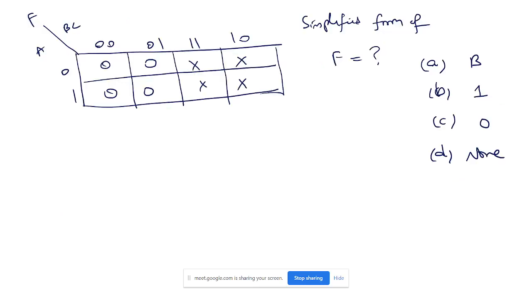Answer this. Simplified form of f is dash, where x denotes the don't care.